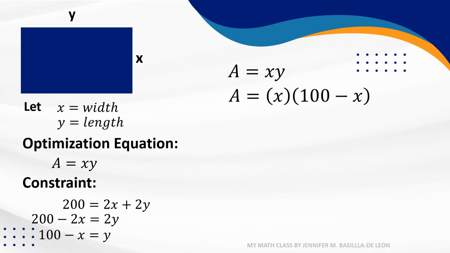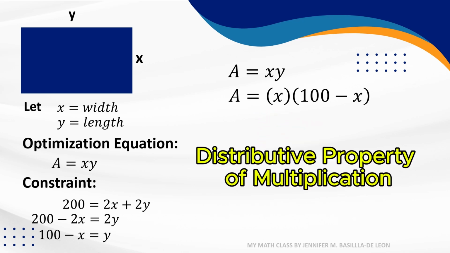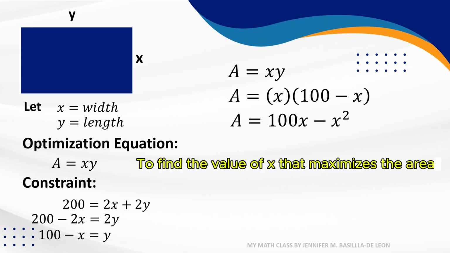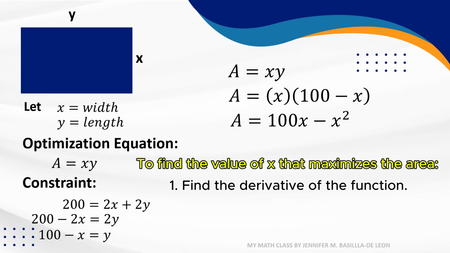Substituting, we will have A equals x times the quantity 100 minus x. Applying the distributive property of multiplication, we get A equals 100x minus x squared. This is our function to maximize, where the area depends on the width x. To find the value of x that maximizes the area, we take the derivative of the area function with respect to x and set it to 0.